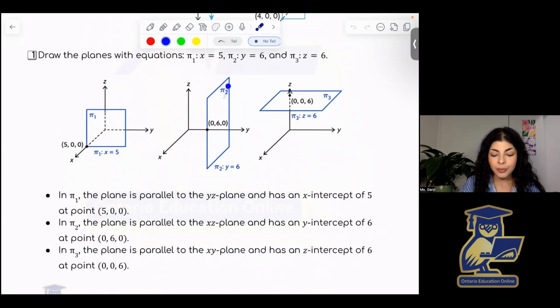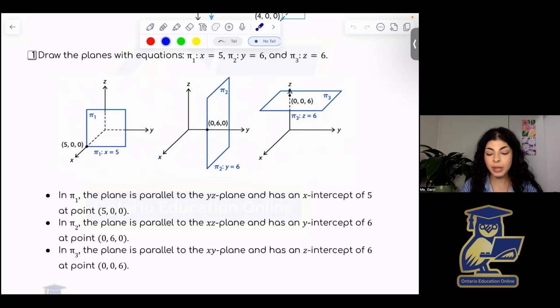In plane 2, when you have y is equal to 6, that means your y is constant, and it is 6 for any point on this plane. This plane is parallel to the xz plane, and it has a point of intersection with the y-axis at (0, 6, 0).